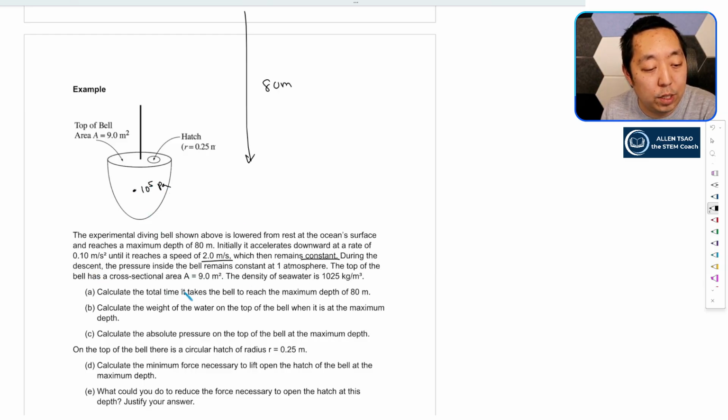The top of the bell has a cross-sectional area of 9 square meters, and the hatch is 0.25 meters radius there. Just got cut off there. Density. Calculate the total time it takes to reach the maximum depth.